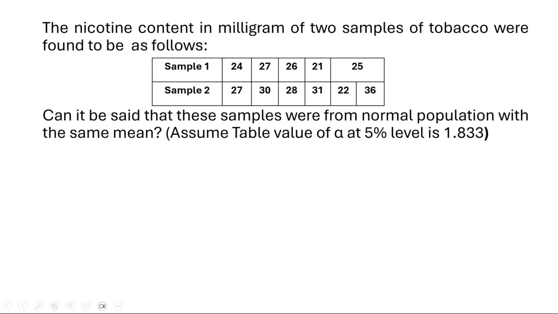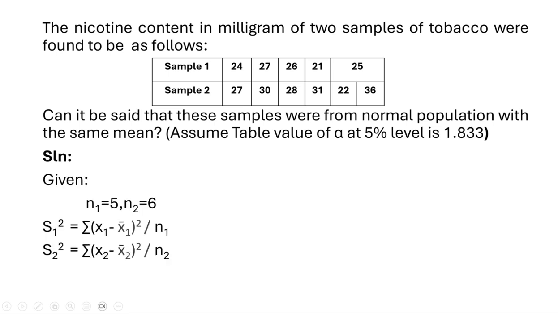So the problem is given here. The nicotine content in milligrams of two samples of tobacco were found to be as follows: sample 1 and sample 2. We have to check whether these two samples were from a normal population with the same mean or not. Here they have provided the table value of alpha at the 5% level. We will discuss this table value later in this video. From the given values, we can calculate N1 and N2.